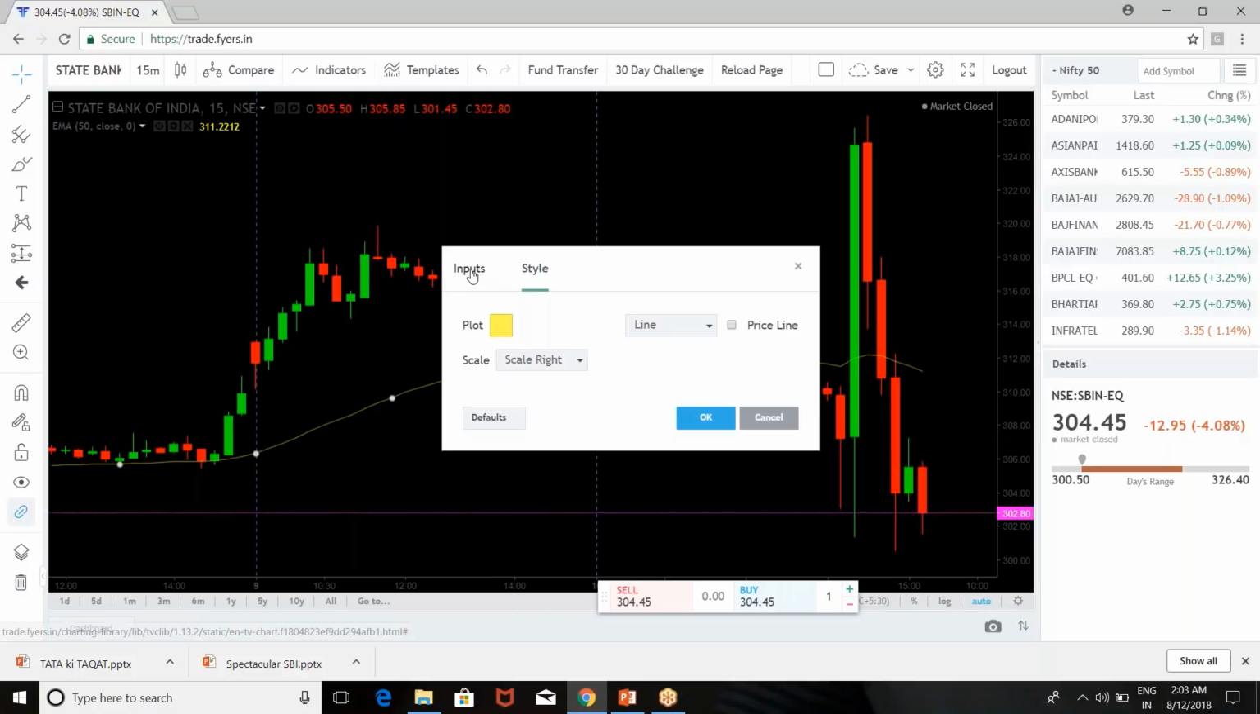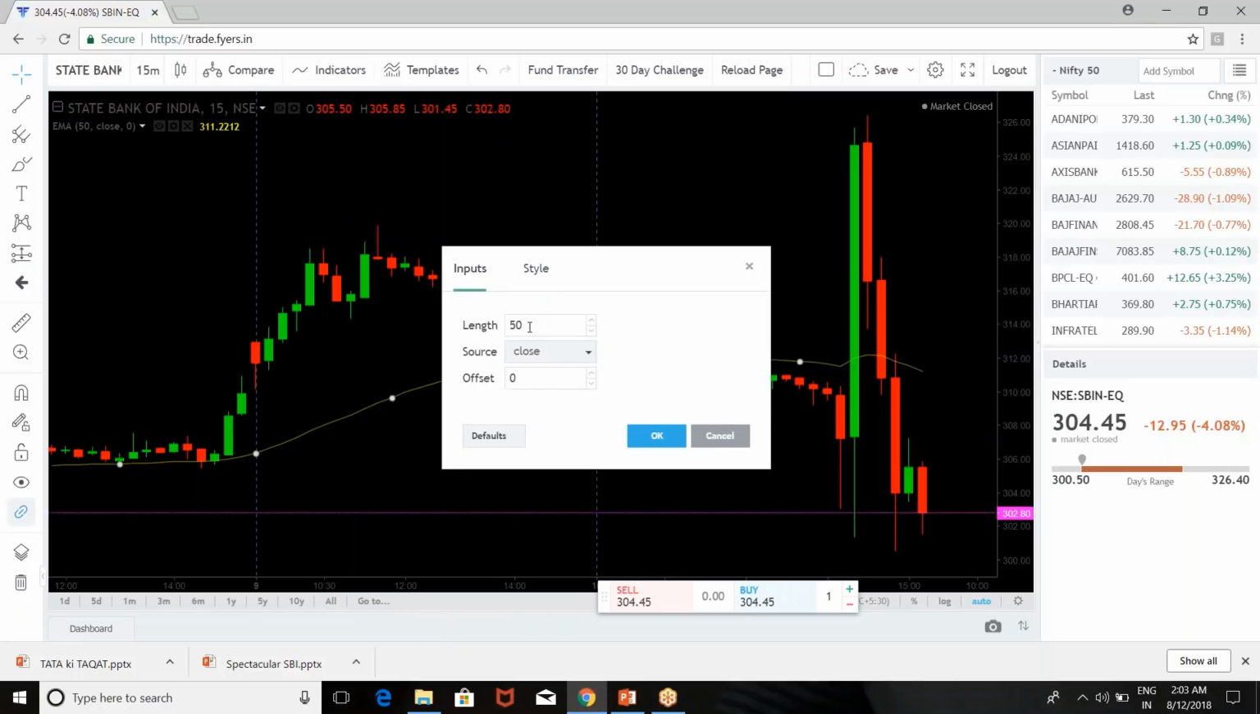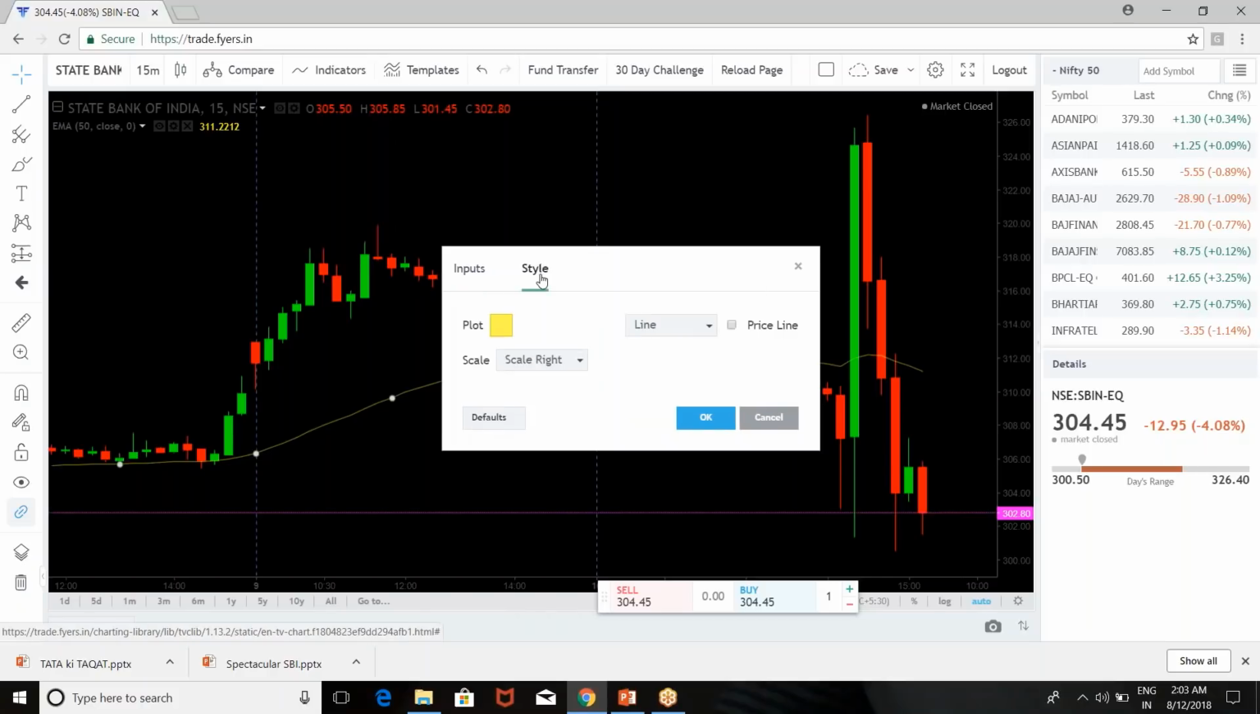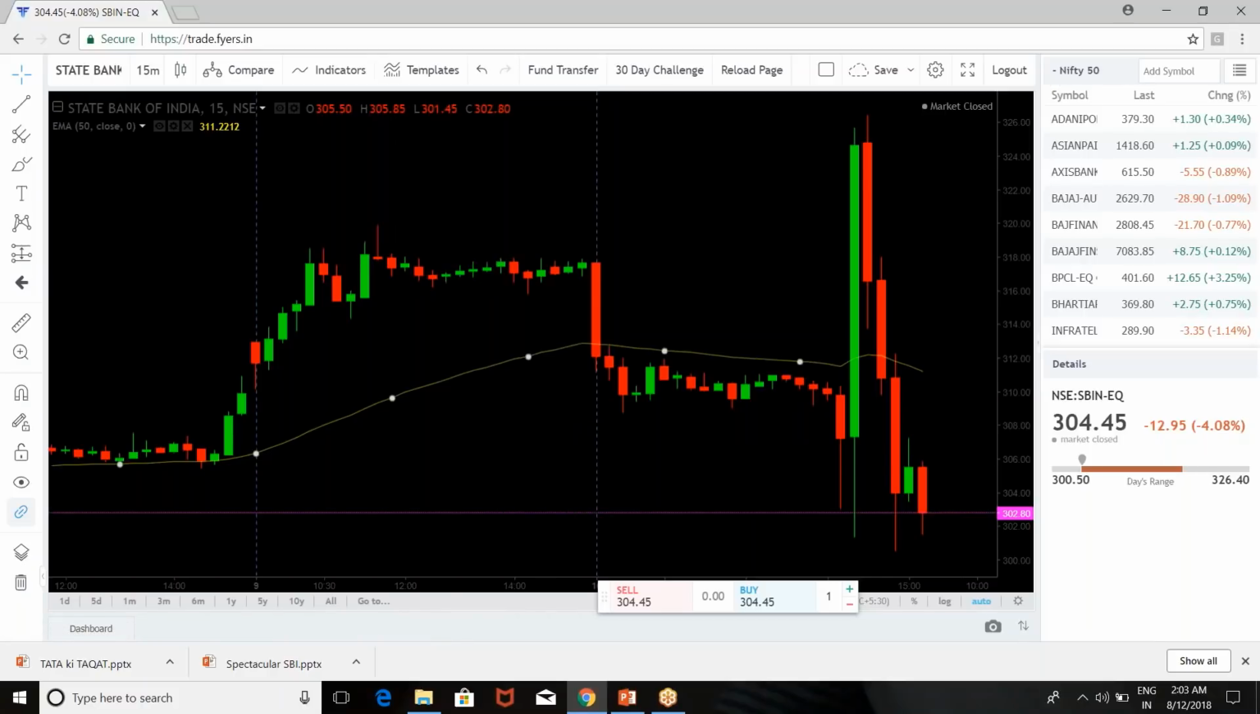What you need to do over here is you have to just change the value from 9 to 50. But rest everything is okay. If you want to change the color, you can change the color. I just changed it to yellow so that it looks brighter on a darker background. So that's exactly what you need to do.